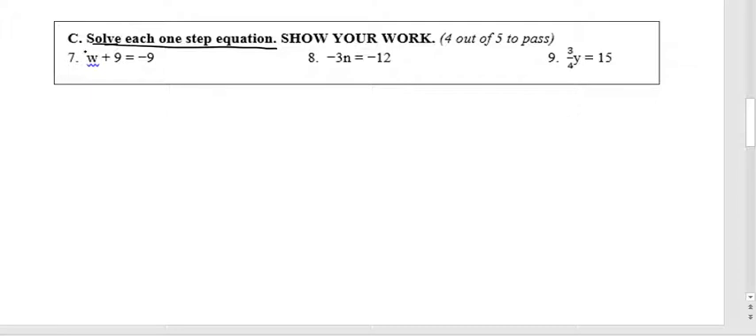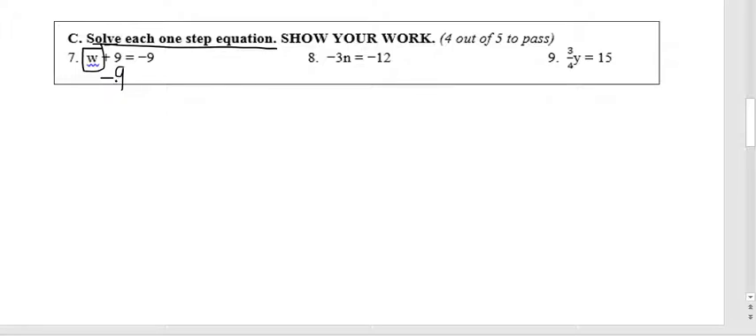Okay, so when we look at number 7, we have a 1w plus 9 equals negative 9. If we want this to just be a 1w, we have to get rid of the plus 9. The way that we get rid of the plus 9 is by using the opposite of adding 9, which is subtracting 9.